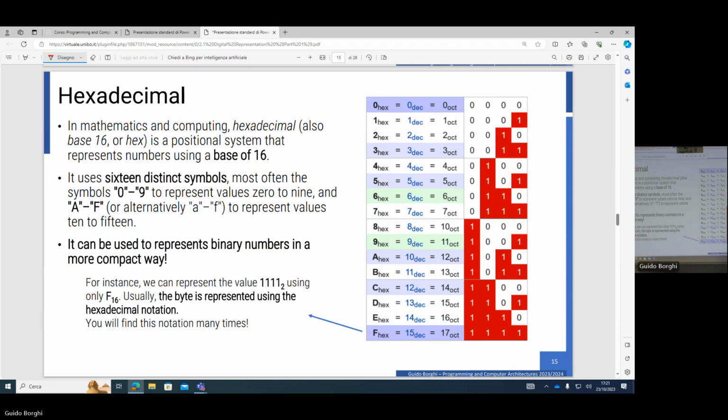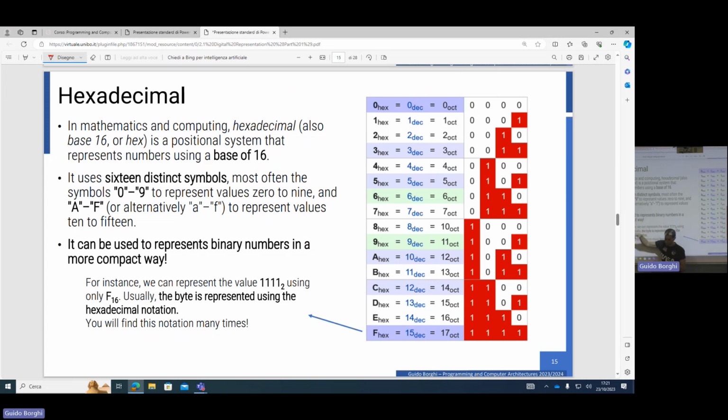Okay. So we repeat some important elements about hexadecimal representation. We have 16 different symbols. Symbols range from 0 to 9 and also from A to F, okay? Usually we use uppercase letters, but we can also use lowercase letters to represent values from 10 to 15. So 0 to 9, and 10 to 15 with the letters.